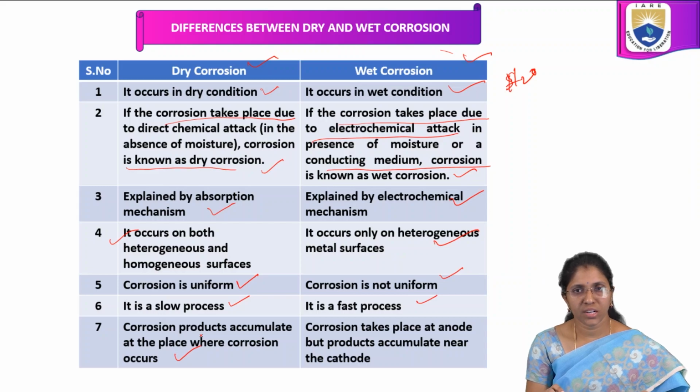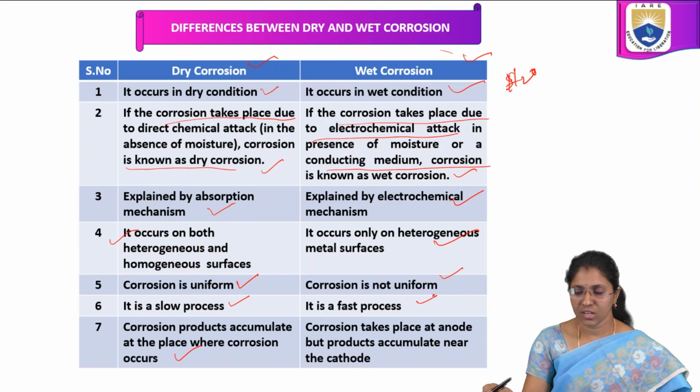In the case of dry corrosion, corrosion products accumulate where the corrosion takes place. In the case of wet corrosion, corrosion takes place at the anode, but corrosion products accumulate near the cathode. These are the differences between dry and wet corrosion.